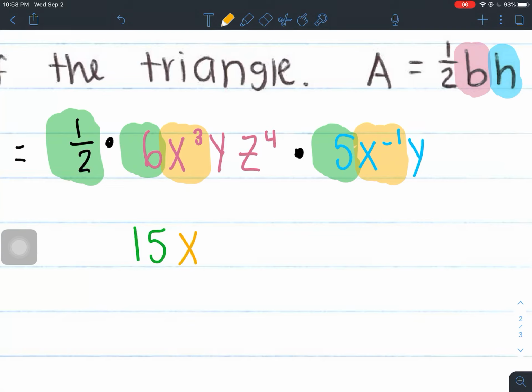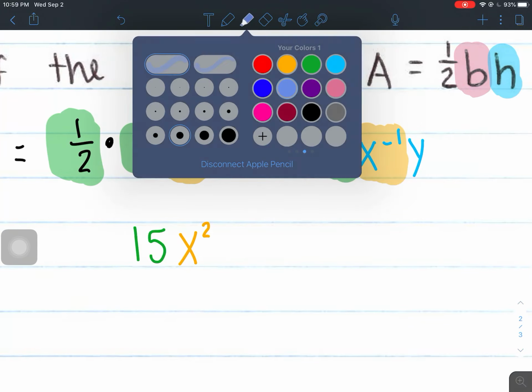So I know I have an x. But here I would add them. You're not distributing, right? There's no parentheses. You're not multiplying, so you're going to add them. 3 plus negative 1 is going to give me positive 2. 3 plus negative 1 is positive 2.